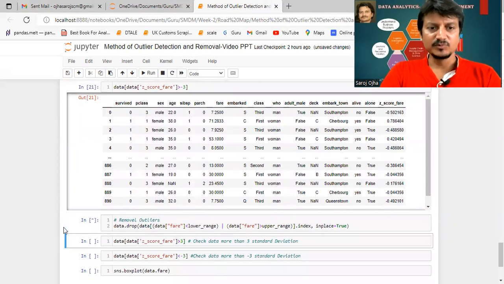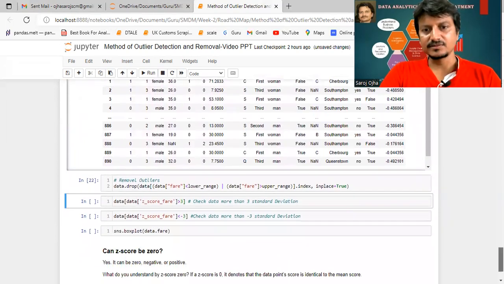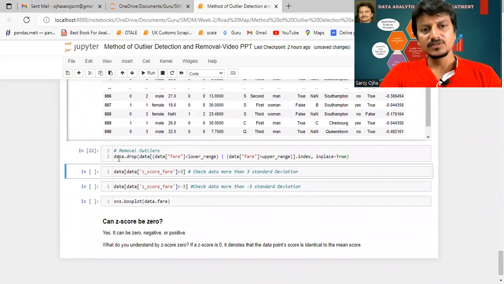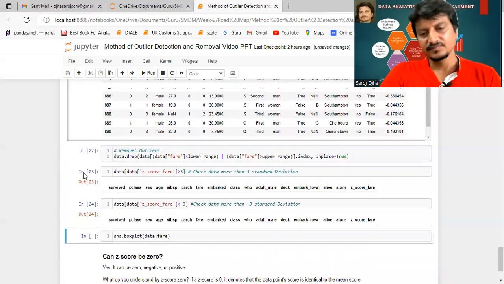Now, how can we remove the outliers from here? We just dropped the outliers, keeping fare between the lower range, which we have already declared here, and the upper range. Now can we see this? Now we don't have outliers here. More than plus or minus 3 standard deviations, we could not find any data. So we dropped the data from the dataframe.